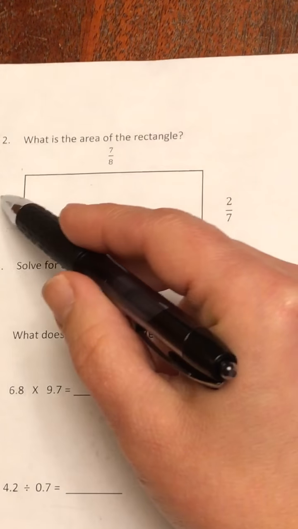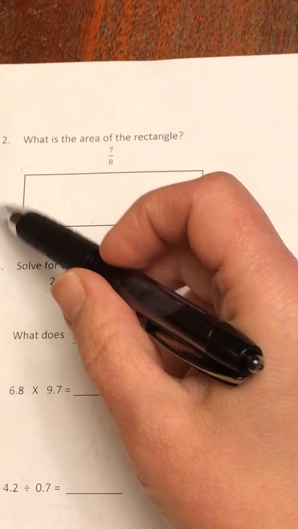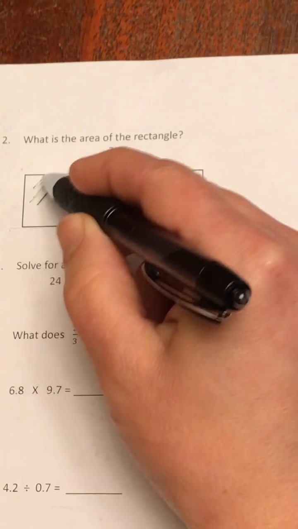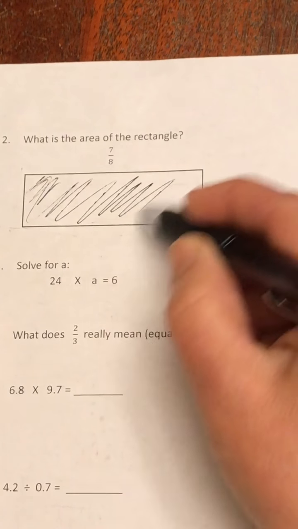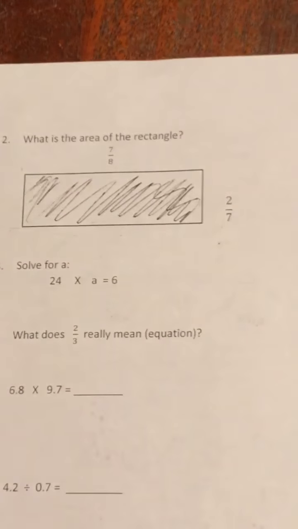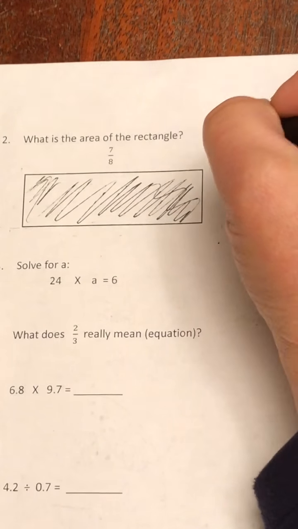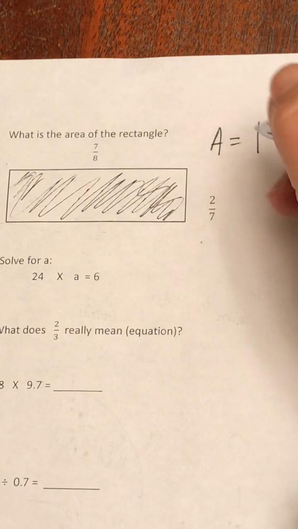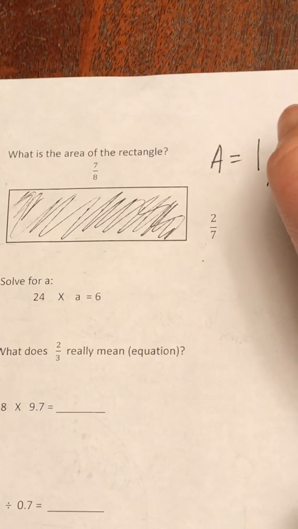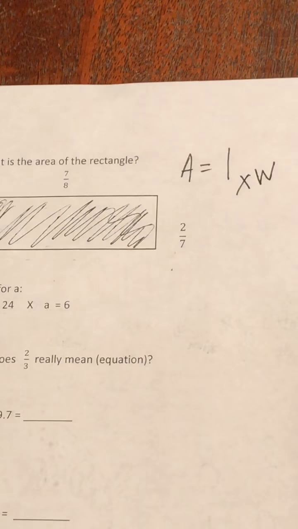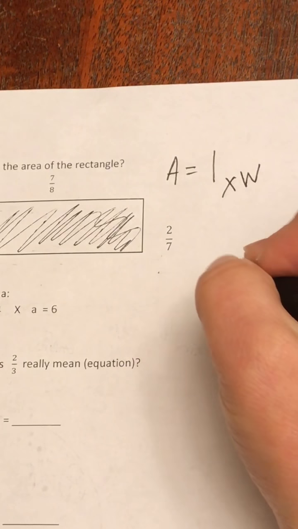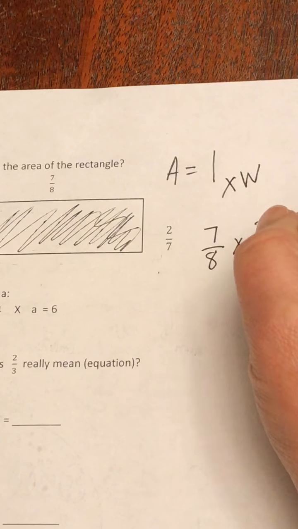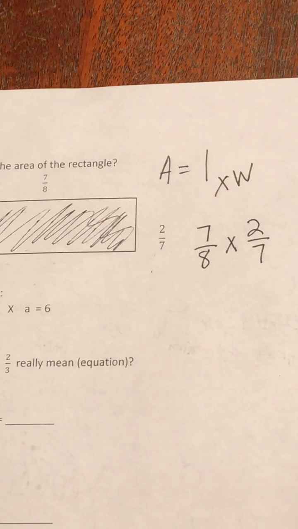right? Like if I said we're going to sit on the perimeter of the carpet, we all sit on the outside edge. But what I need to know is the area, and that means all of this in here. And the way that we find area is we take the length and we multiply it times the width. And so in this case, I have 2 fractions already. I have 7/8, and I'm going to multiply that by 2/7.